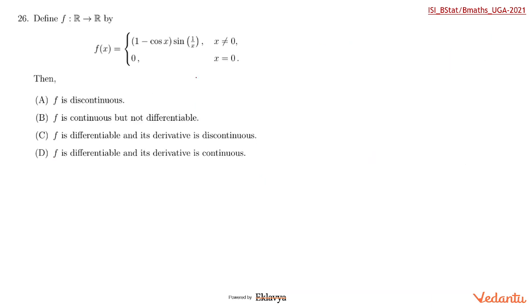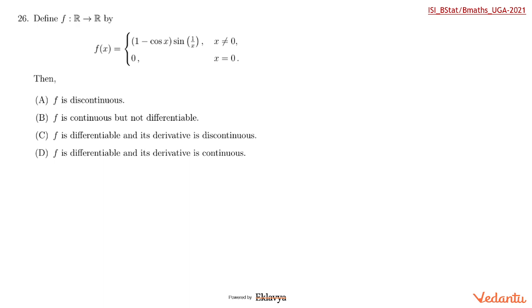Now coming to question number 26, define f R to R by fx equal to 1 minus cos x into sin 1 by x when x is not equal to 0, and 0 when x is 0. Options: fx is discontinuous, fx is continuous but not differentiable, f is differentiable and its derivative is continuous. ये सारे कुछ इस तरह से ऑप्शन दिए हुए हैं.